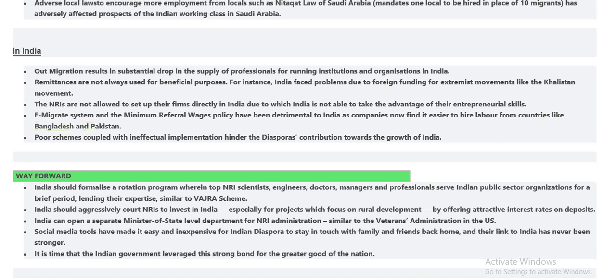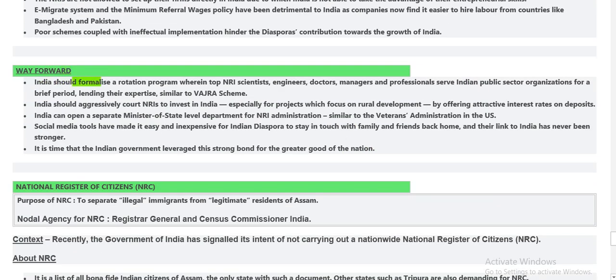The e-Migrate system and the minimum referral wages policy have been detrimental to India, as companies now find it easier to hire labor from countries like Bangladesh and Pakistan. Poor schemes coupled with ineffectual implementation hinder the diaspora's contribution towards the growth of India.